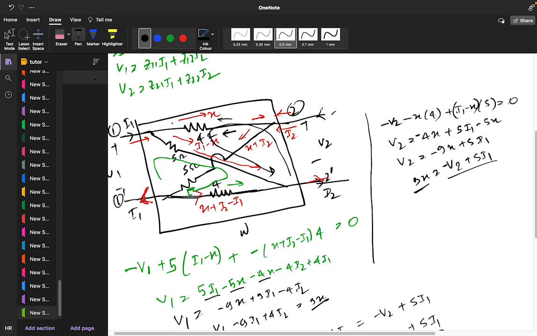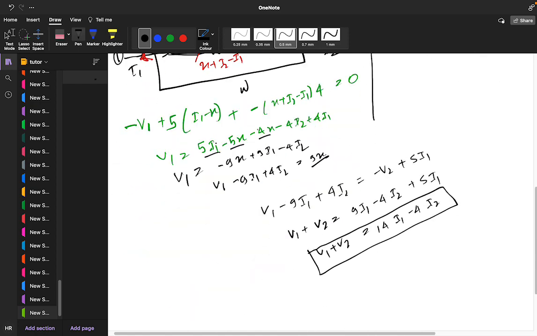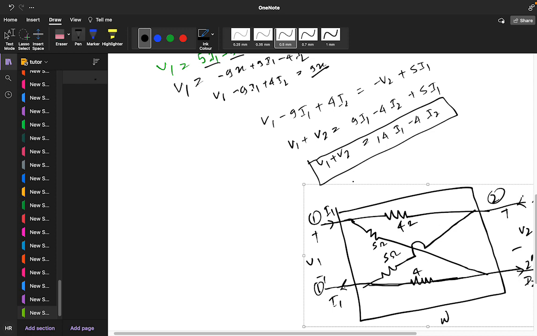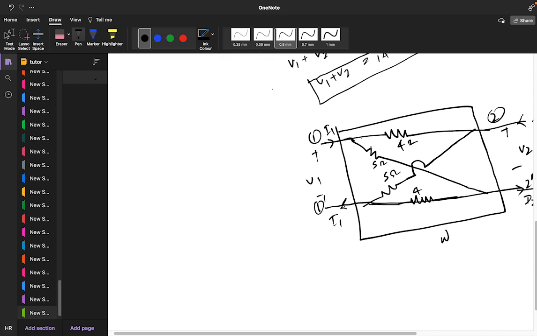We have another equation from a loop like this. You are seeing this particular loop. Let me take another point. Yeah, you are seeing this particular branch, this is making a closed circuit.